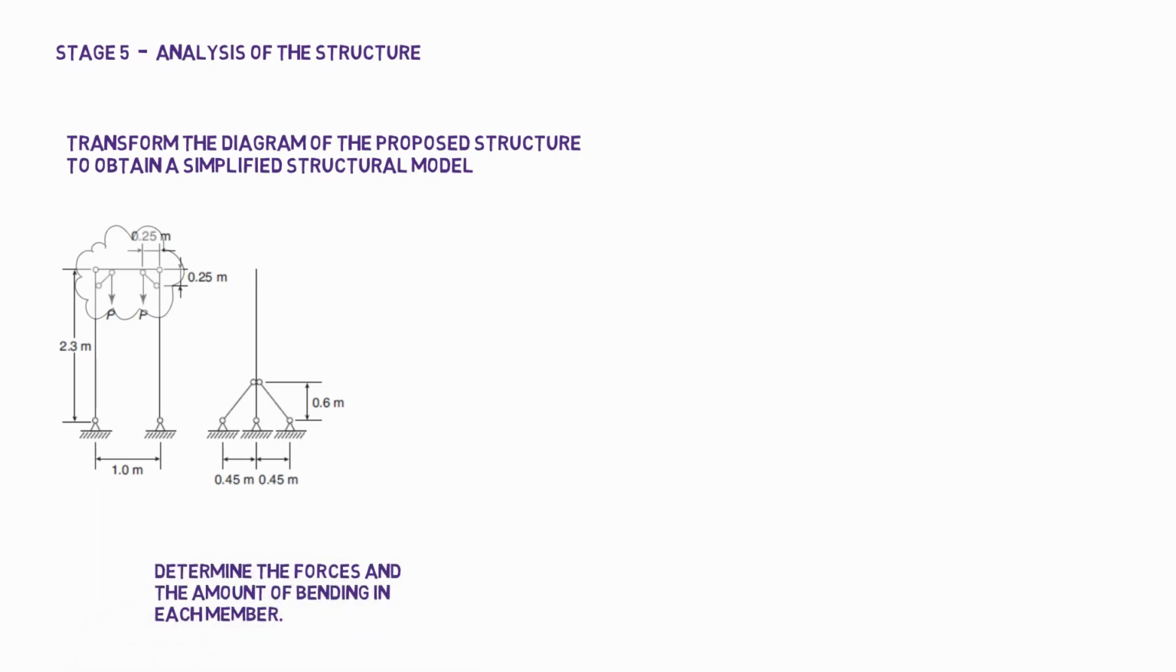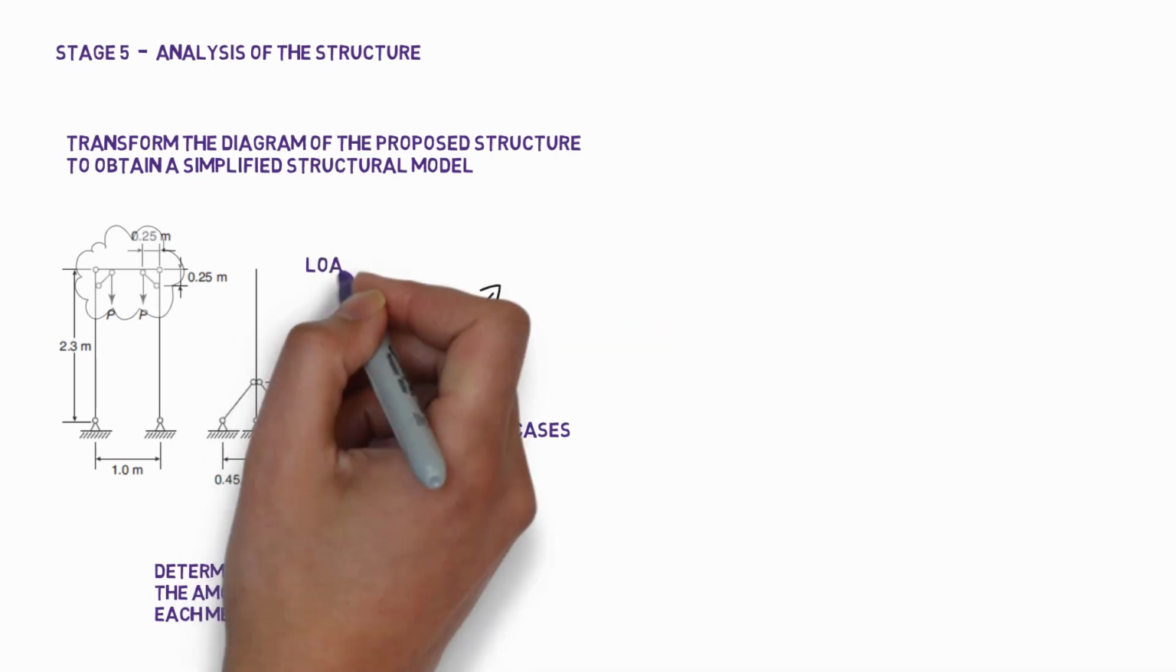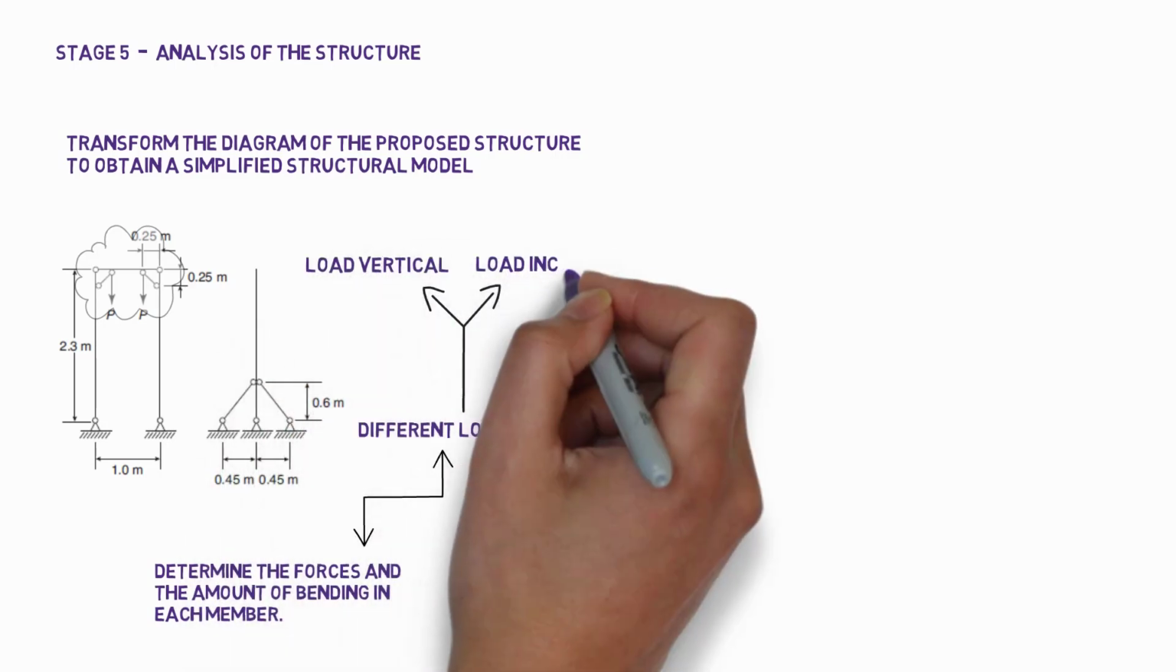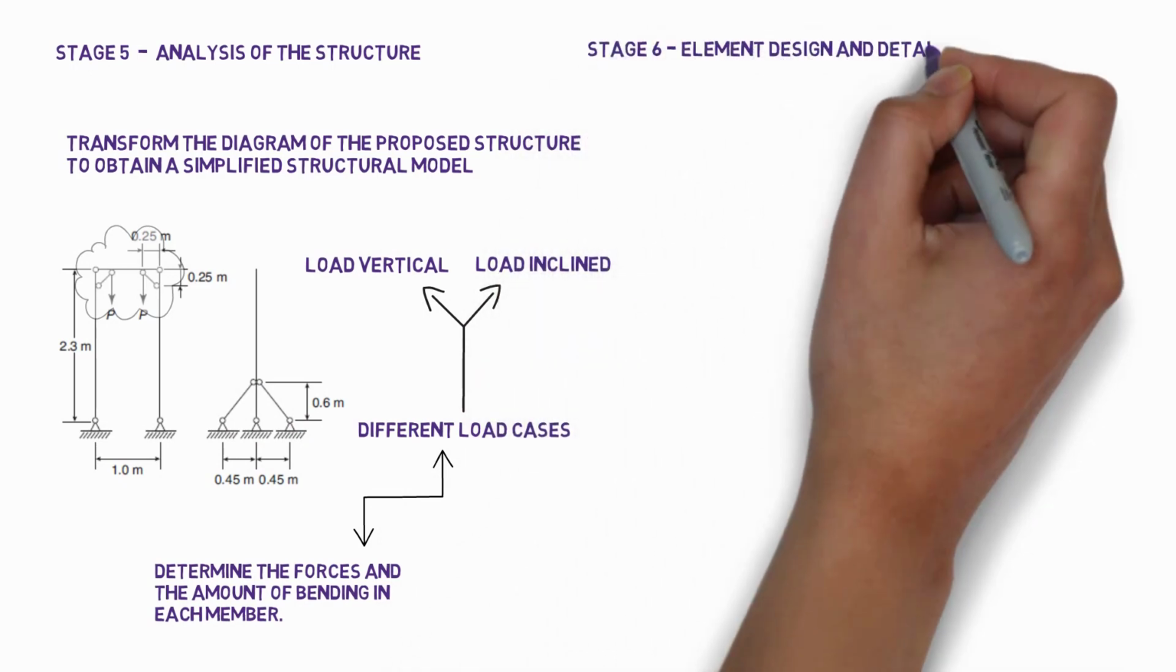It may be necessary to carry out more than one analysis for different load cases. For the swing structure we would probably do it twice, firstly with the load vertical and secondly with the load inclined to produce the worst overturning effect. Stage 6 is element design and detail design.